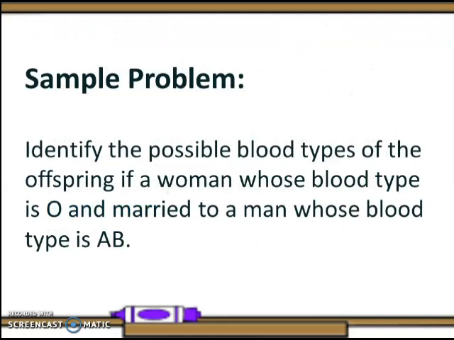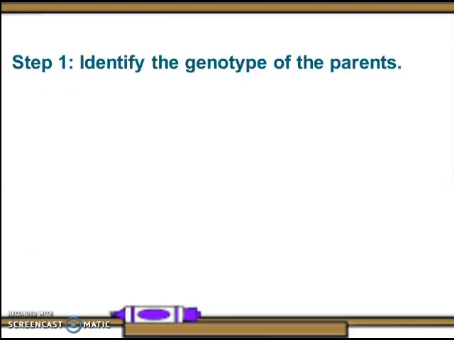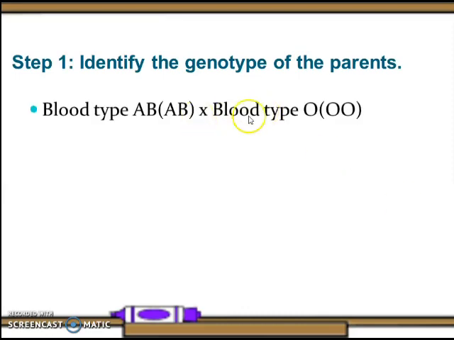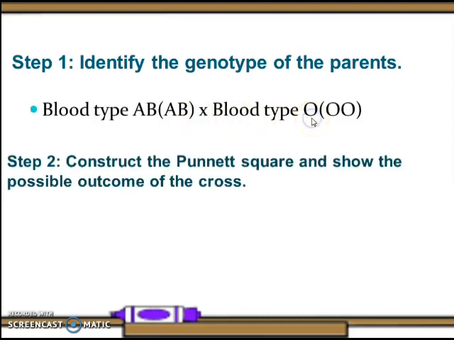Identify the possible blood types of the offspring if a woman whose blood type is O is married to a man whose blood type is AB. Step 1. Identify the genotype of the parents. AB cross OO.